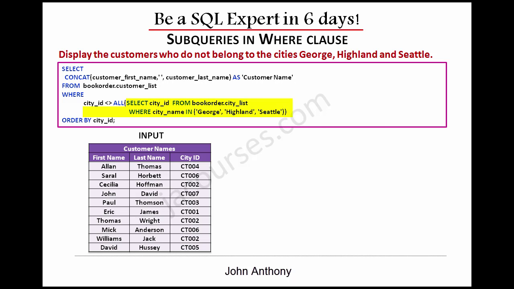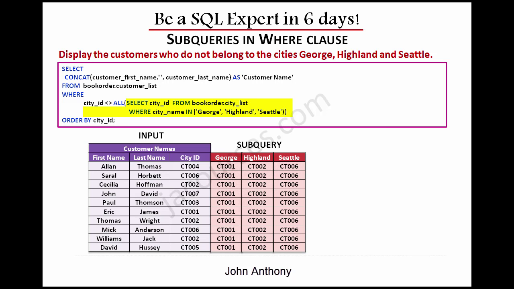Now let us look at the subquery once again. The subquery says select city ID from city list table where city names are George, Highland and Seattle. Let's see the output of the subquery. The output of the subquery will always return city 001, 2 and 6 for each of the customer list records. As you can see, the subquery is not joined with the main query. It will always return the same value for all the records.